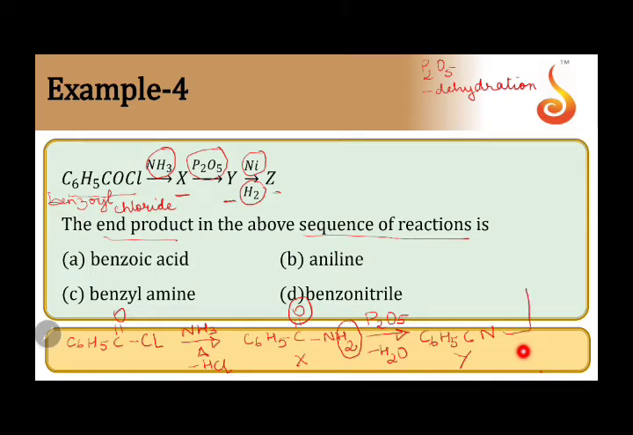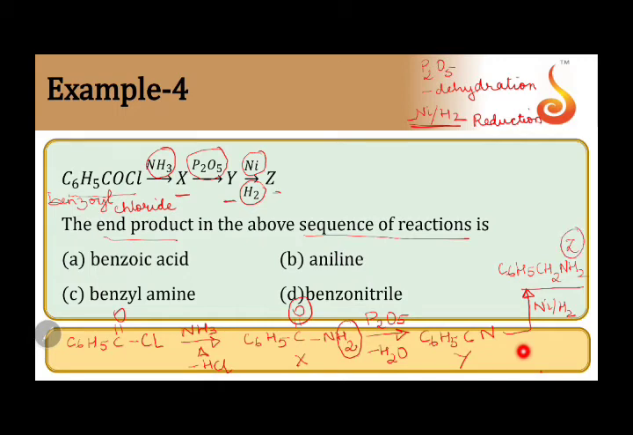Further reaction, nickel in presence of H2. Nickel in presence of H2 meaning addition of hydrogen, that is it's a reduction reaction or hydrogenation. We add hydrogens here to carbon and nitrogen, giving us the compound C6H5 CH2 NH2. This is our final product Z.